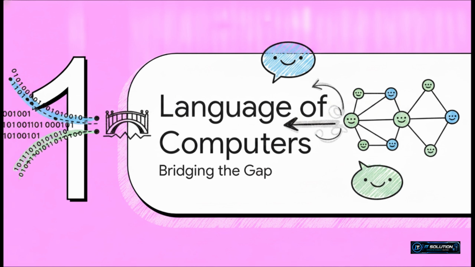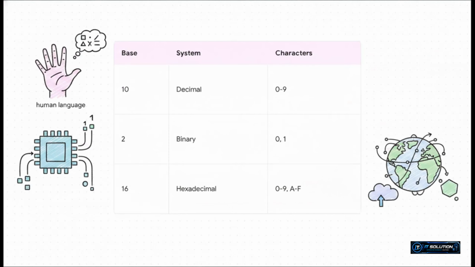Section 1, the language of computers, bridging the communication gap. Essentially, we're learning to be fluent translators between three very distinct languages here. First up, we have base 10, or decimal. This is the human language we use every single day, using digits 0 through 9. Then we have base 2, or binary. This is the computer's native tongue, using strictly ones and zeros, which we call bits. And finally, we have base 16, or hexadecimal. Think of this as the networking shorthand, utilizing numbers 0 through 9 and letters A through F. To understand how data is routed globally, we need to translate seamlessly between these three.